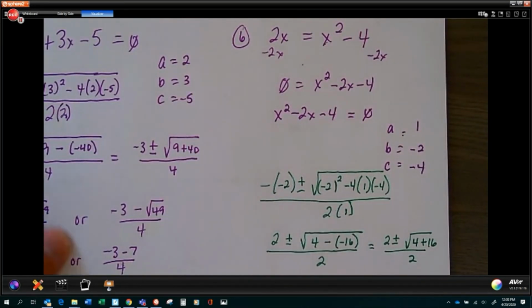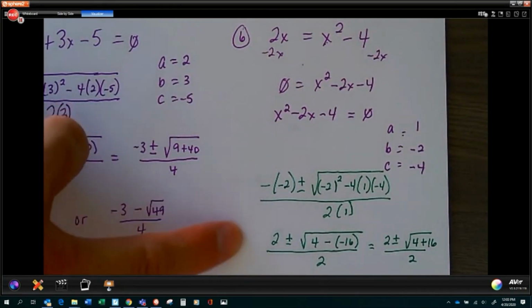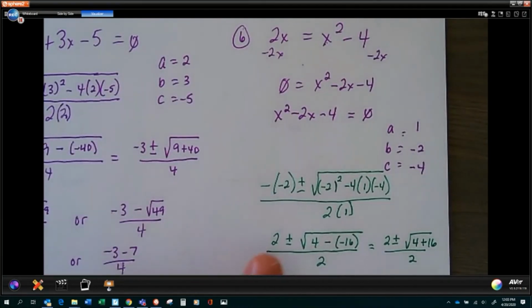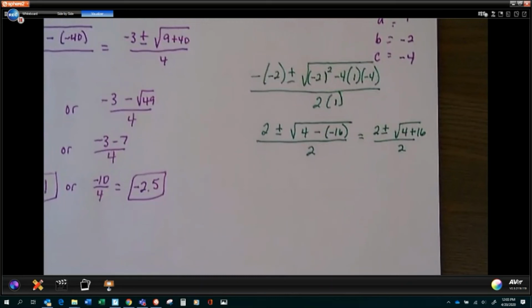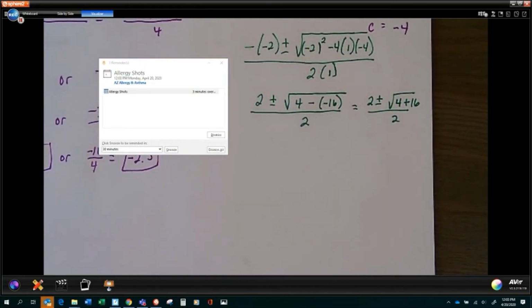Again, the first substitution here, then the first simplification, and then my 4 minus a -16 is going to give me 4 plus 16. Again, pause it if you need to check the math. As I move this up, I'm going to continue with the simplification process.